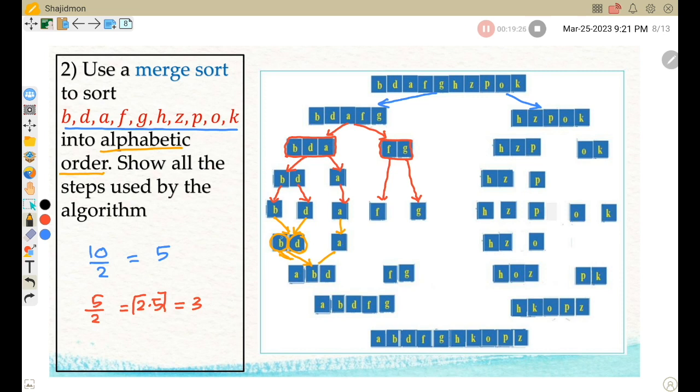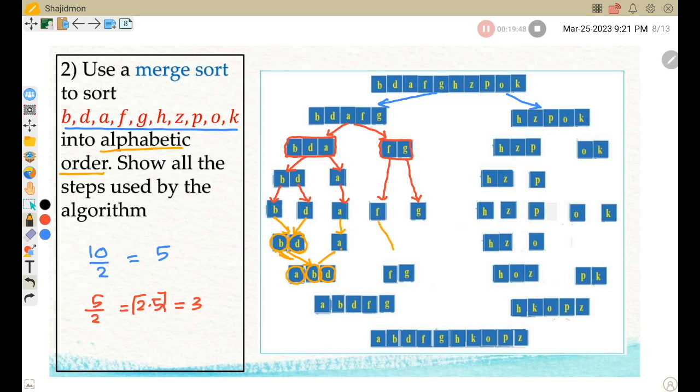So which is the alphabetic order? Compare B and A first. So A will come first. Then B and D will come without comparison itself, because they are already in order. So A, B, D. Okay, so that is the 3 elements.